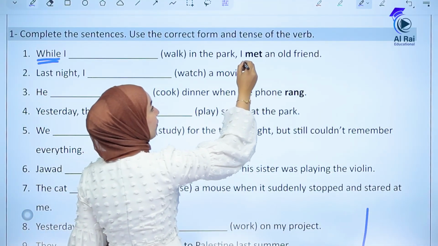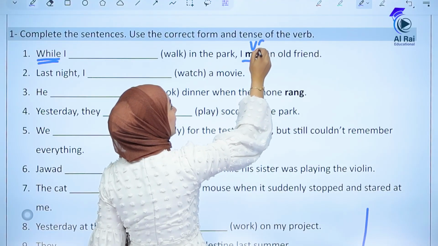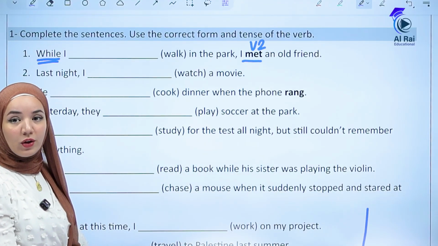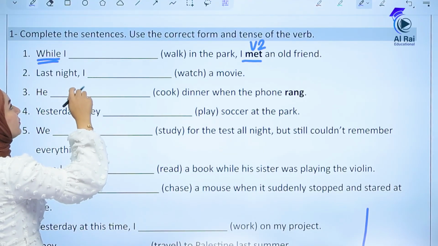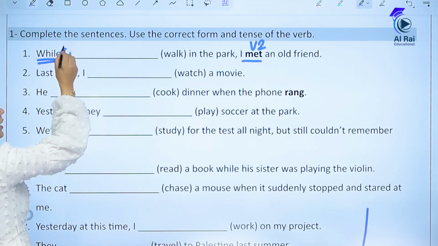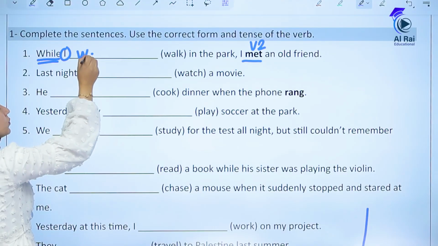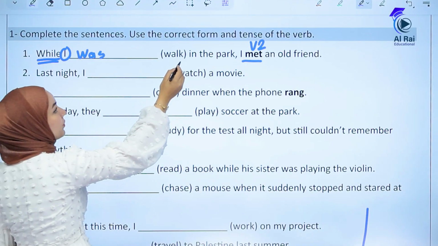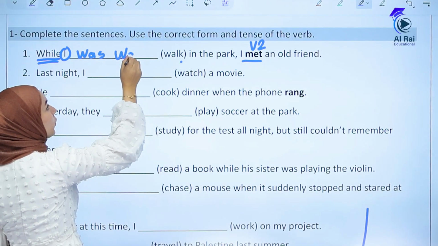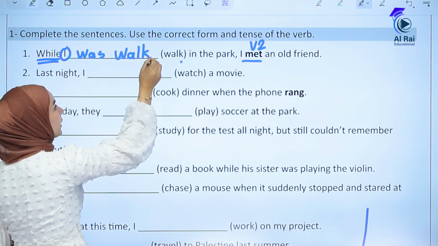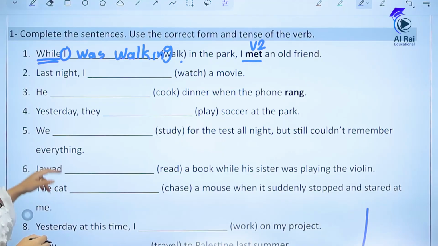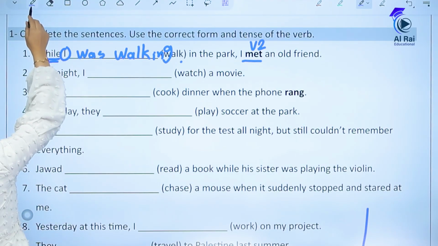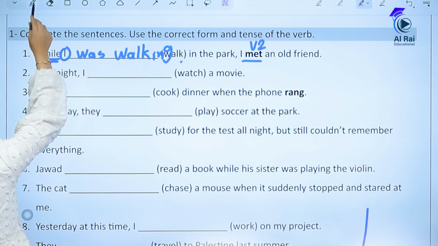So here I have already verb two, met. Okay. So what do I need? I need was or were plus verb ing. So with I, I have to use was plus verb ing. Walking. Okay? Good. Now let's move to question number 2.